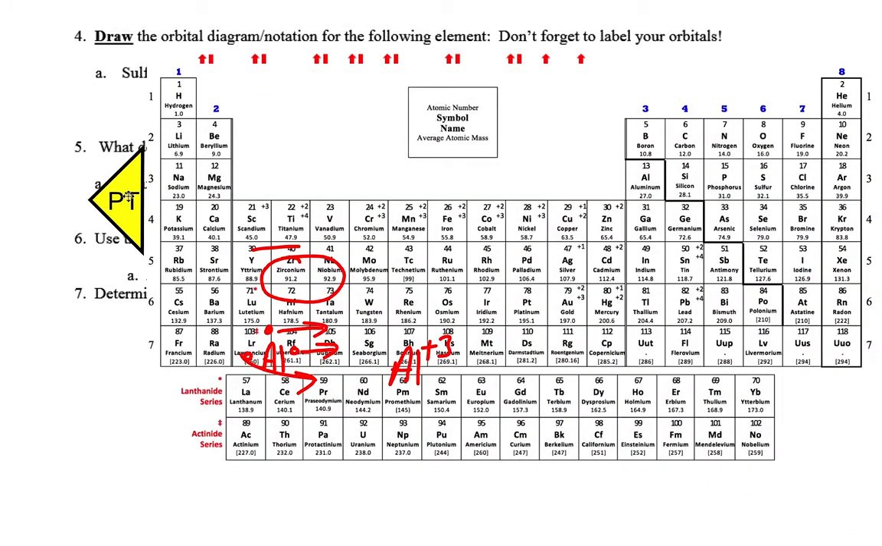Aluminum, little side note here, aluminum is a metal. Yes, it's on the zigzag line, but aluminum is just a metal. It's an exception. It's not a metalloid.